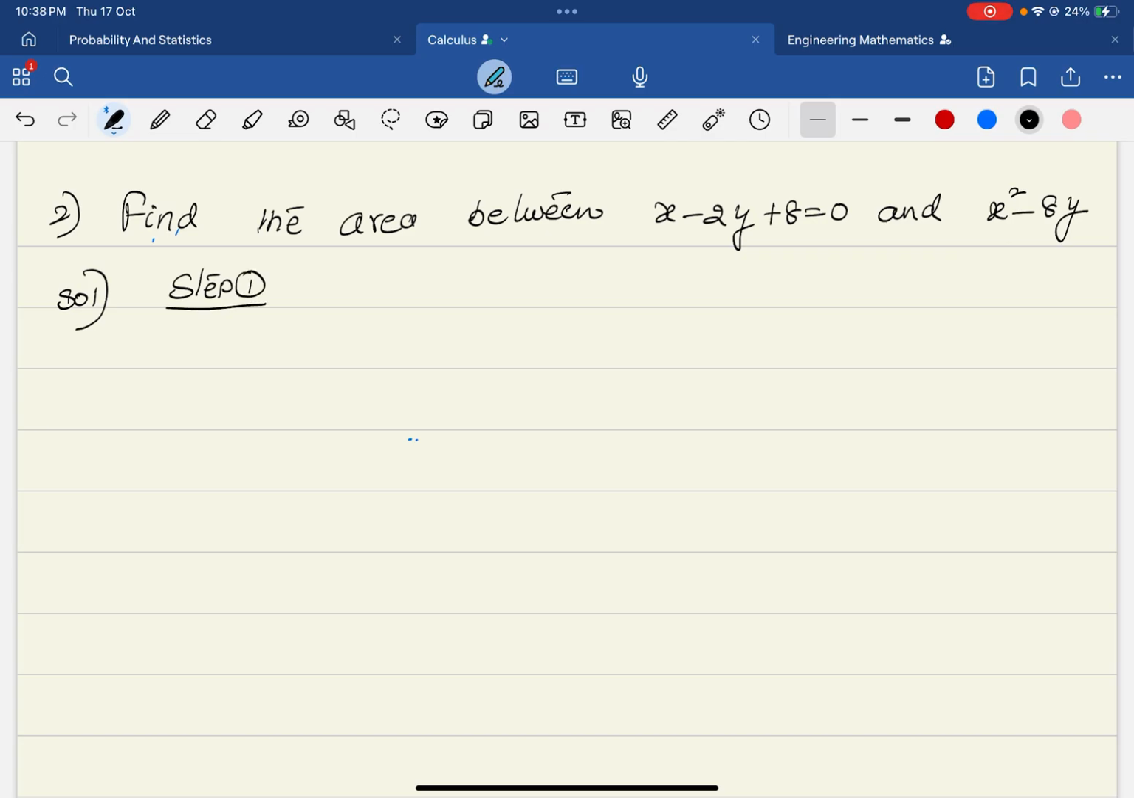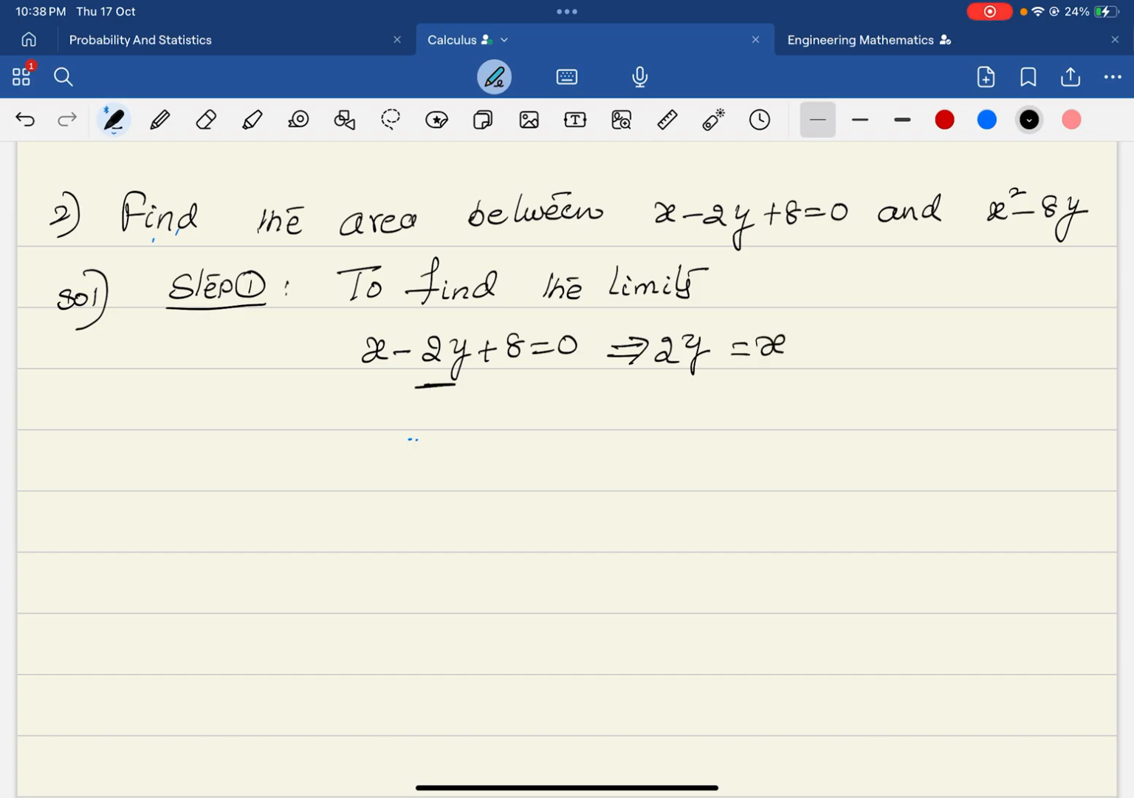So step 1 is to find the limits. So what we do, we first of all write what is y here, and then we can write down what it is. Now x minus 2y plus 8 is equal to 0 implies what is y? Let us bring this 2y to the other side, which is x plus 8. So what is y now? x plus 8 over 2.